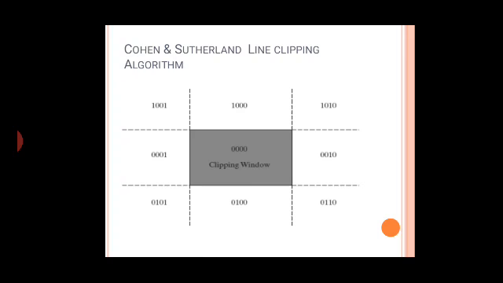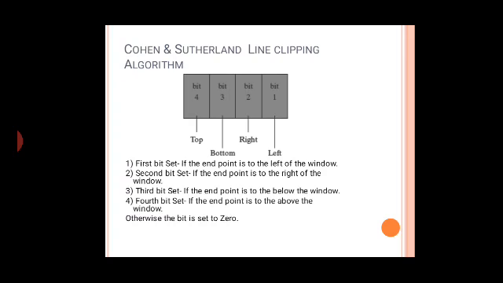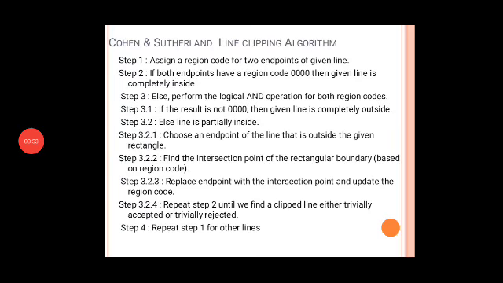Now we'll see how this algorithm works. The first step: assign a region code to the 2 endpoints of a given line, meaning you have to find the region codes for both endpoints. If both endpoints have the region code 0 0 0 0, meaning all 4 bits are 0, that indicates the line is completely inside the clipping window, hence there is no need to clip the line.